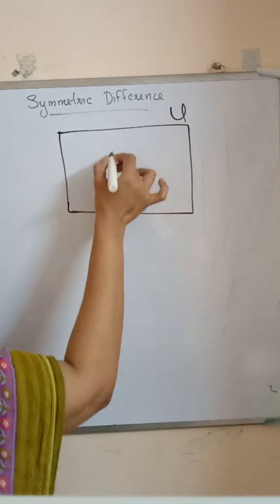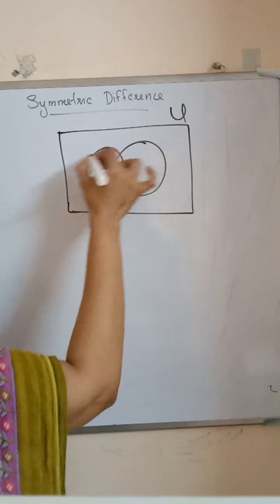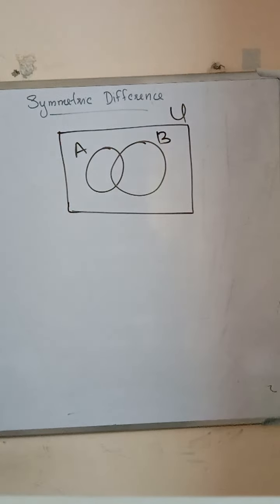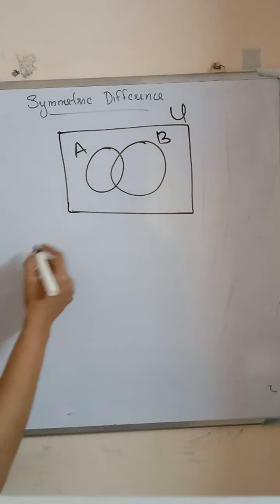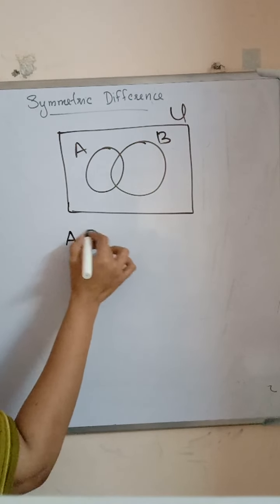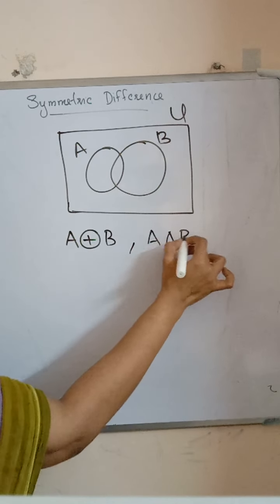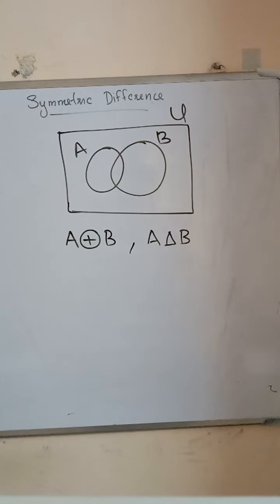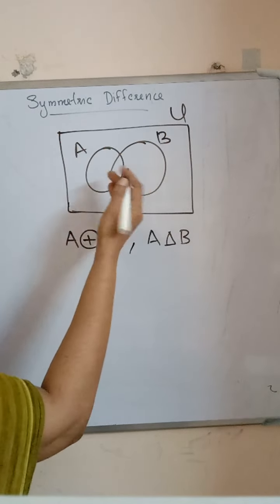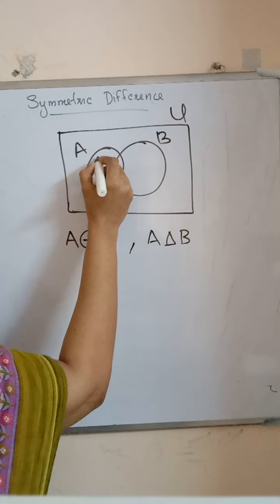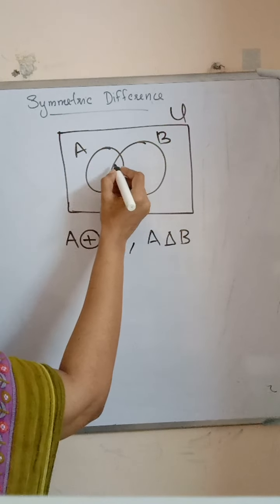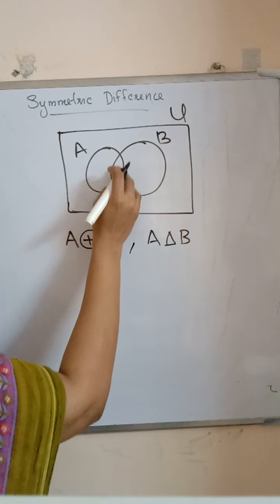Consider the universal set and the sets A and B. Elements in the symmetric difference. Symmetric difference is denoted by A Δ B or A ⊕ B. These are the notations of symmetric difference. Elements in A Δ B belong to A or B, that is, belong to A union B, but not in A intersection B.